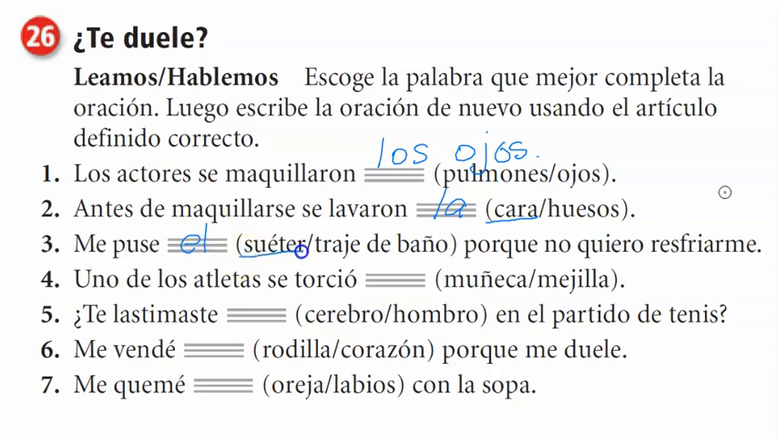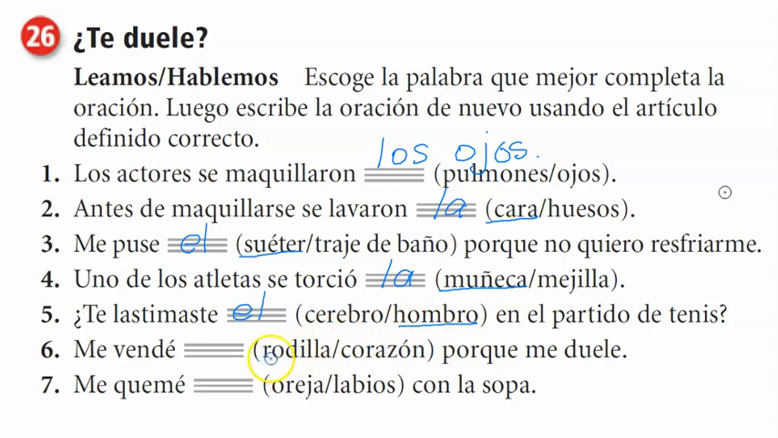El suéter. Uno de los atletas se torció. All right, what can we twist? Can we twist our cheek? That does not make any sense. So we twisted our wrist, which is la muñeca. Te lastimaste. What did you hurt on yourself? Your brain or your shoulder? It's actually going to be a shoulder. That makes a little bit more sense. So it's going to be el hombro.